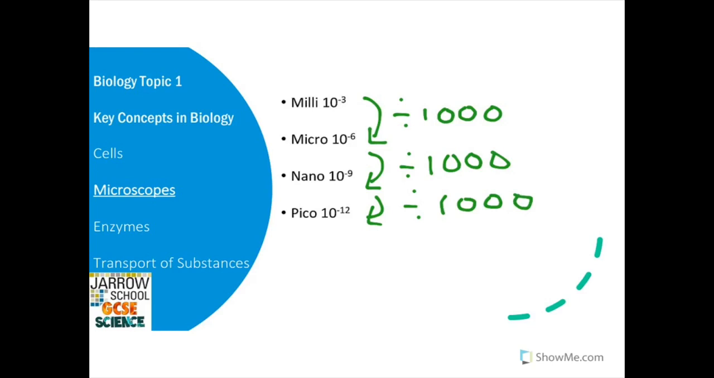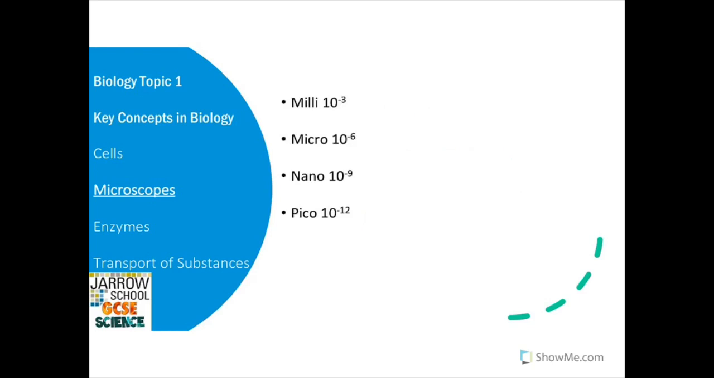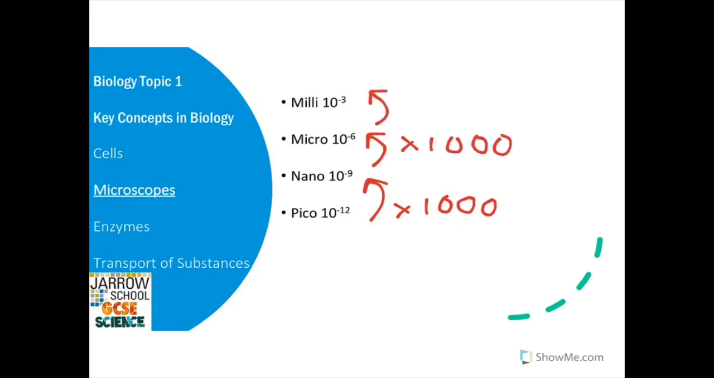And obviously you can go in the opposite direction. So a nanometer is 1,000 times bigger than a picometer. A micrometer is 1,000 times bigger than a nanometer, and a millimeter is 1,000 times bigger than a micrometer. Or you could say there are 1,000 micrometers in a millimeter, just as there are 1,000 millimeters in a meter.